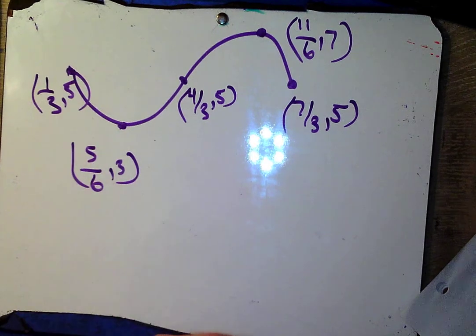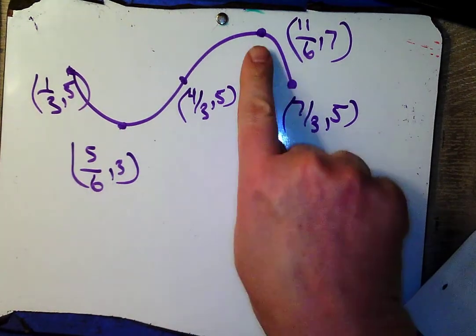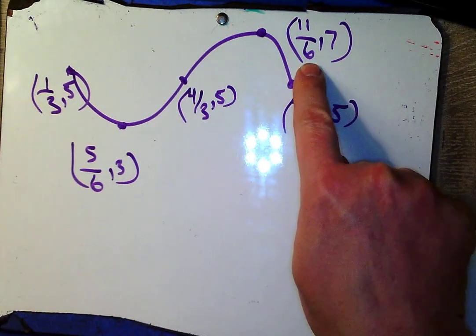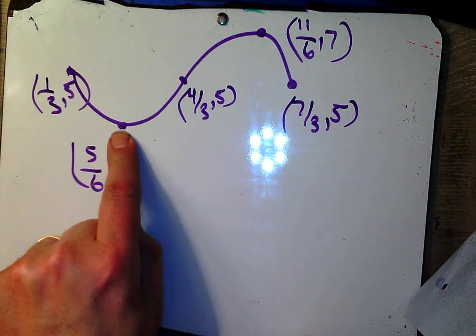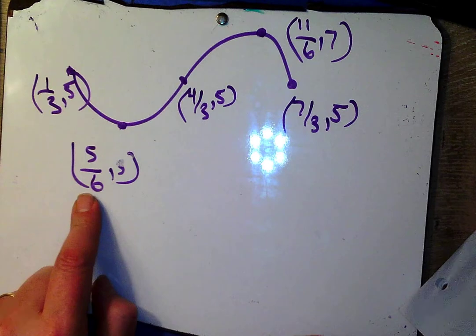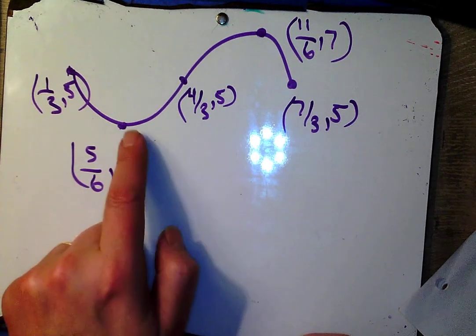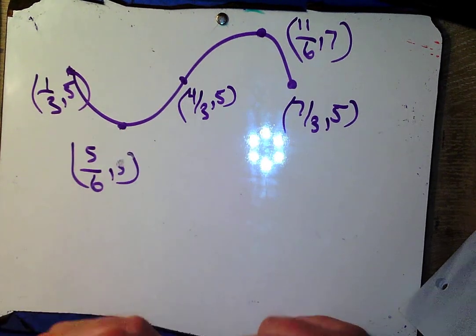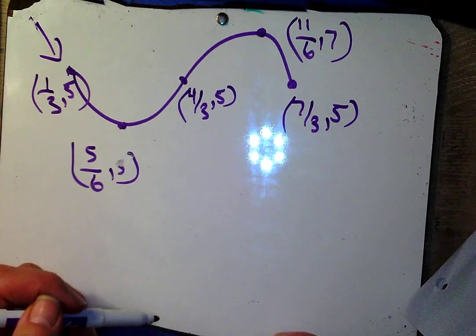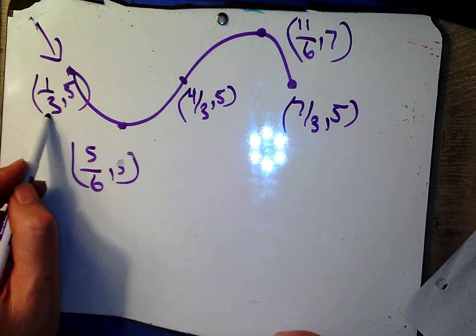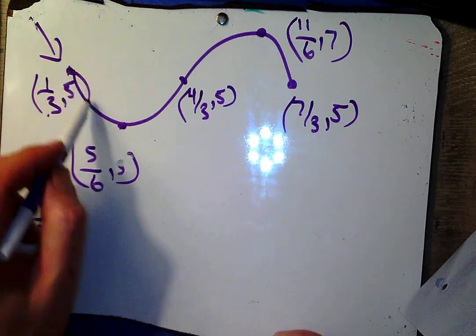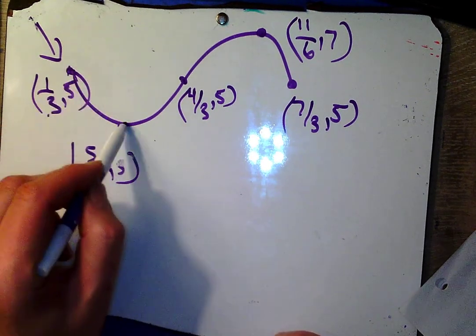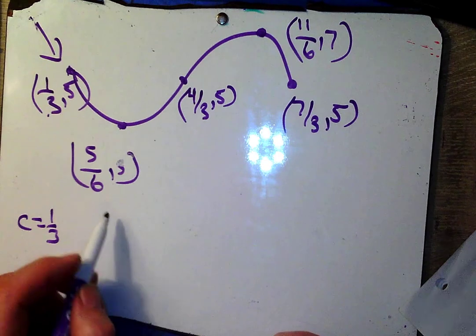Which family of curves? If you start here, your C value is 11/6, and you can make this positive cosine. If you start here, your C value is going to be 5/6, and you're going to be doing negative cosine. But I thought to start here. And so this is my C value. But what function am I doing? Well, I'm starting on the midline and going down. So this is negative sine.